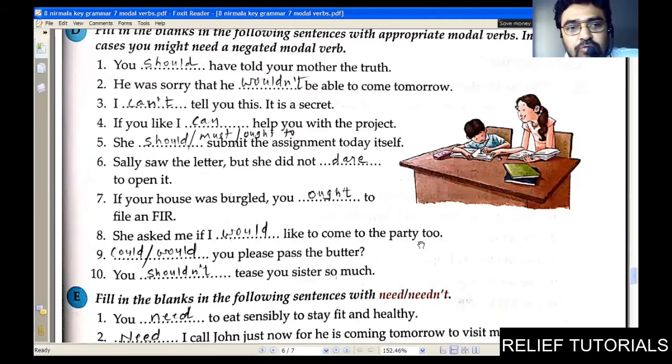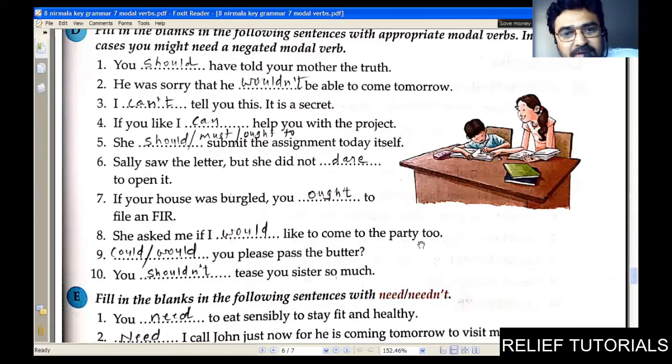He was sorry that he wouldn't be able to come tomorrow. He wouldn't be able to come. Future possibility, desirability, probability. I can't tell you this, it is a secret. Inability. If you like, I can help you with the project. That shows the willingness or ability to do something.